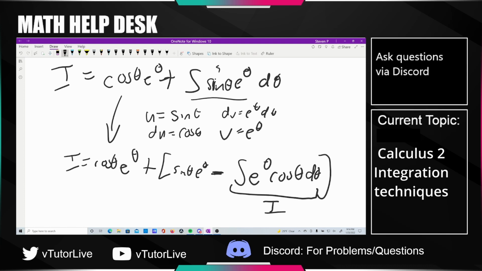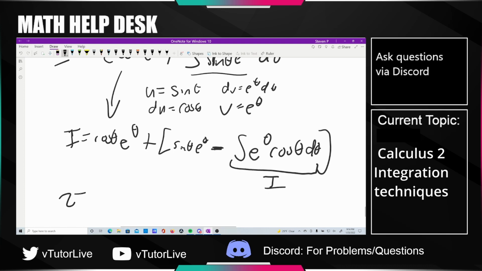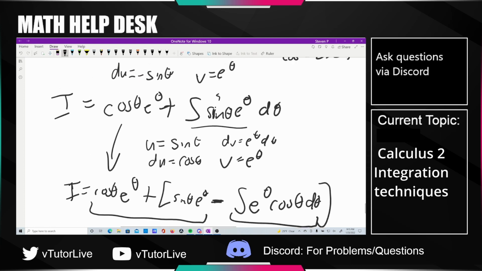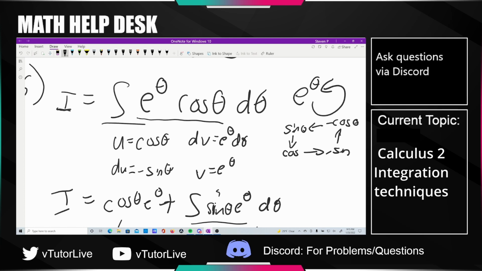Oh, so you can put minus I. Exactly. So you can move I to the other side. And at this point, 2I is just equal to this stuff over here, which is nice because there's no integrals. And we're basically done, right? Plus sine theta e to the theta. Exactly. And now we can just solve by dividing the 2 over, and we've figured out what I is, right? And I, of course, was the original integral that we wanted to find.